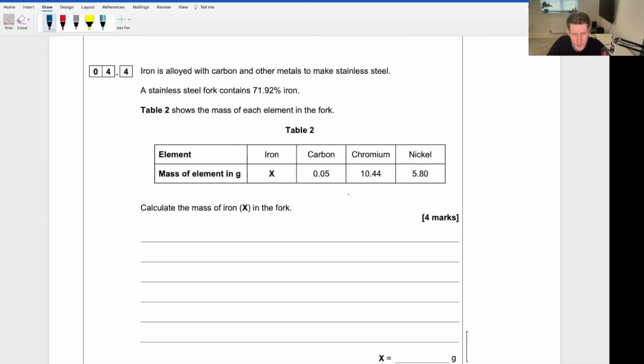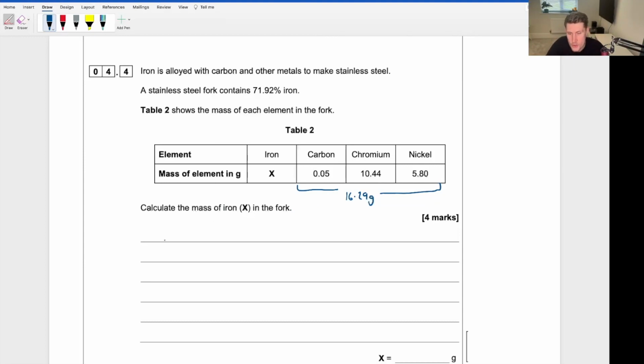I need to know the percentage mass of all of this. Okay, if I know the percentage mass of this, I can work out how much mass is just for these impurities, and then I can look at the mass of the whole fork, and then I can find out how much of that mass is attributed to iron. Okay, so this is how I do it. First of all, let's find percentage mass. So let's add all these up. 0.05 plus 10.44 plus 5.80. That gives us, for this one in mass, 16.29. Okay, that's how much I have of just these here.